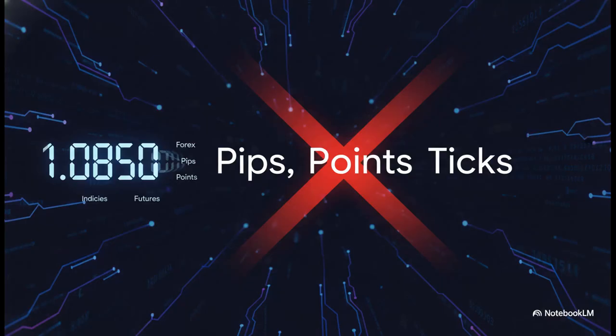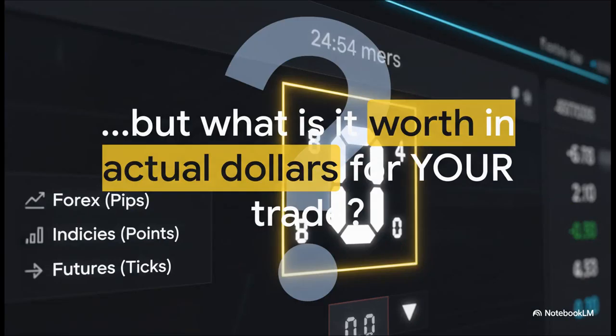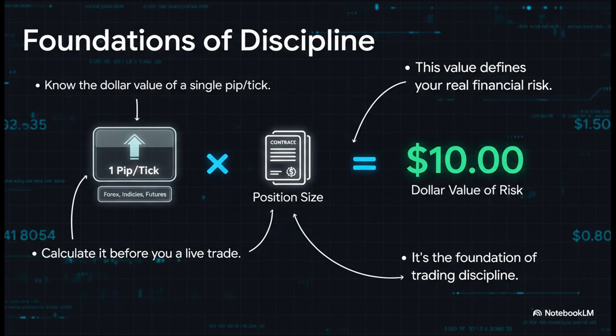So you see, the real question you should be asking yourself isn't, hey, what's this little price move called? That's just vocabulary. No, the only question that matters is this. What is one pip, 1 point, or 1 tick worth in actual dollars for your trade? You absolutely have to know the dollar value of a single move, because that value defines your real financial risk. It's what turns those wiggles on a chart into actual money won or lost. And you have to calculate it before you even think about clicking that buy or sell button.